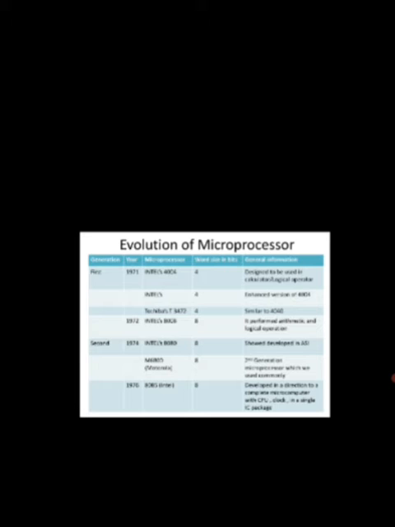The next microprocessor was developed in 1972 by Intel, that was Intel's 8008, the first general purpose 8-bit microprocessor. Before that it was the 4-bit microprocessor. Now it is the 8-bit microprocessor with an instruction set of 45 instructions. And this microprocessor performs arithmetic and logical operations.